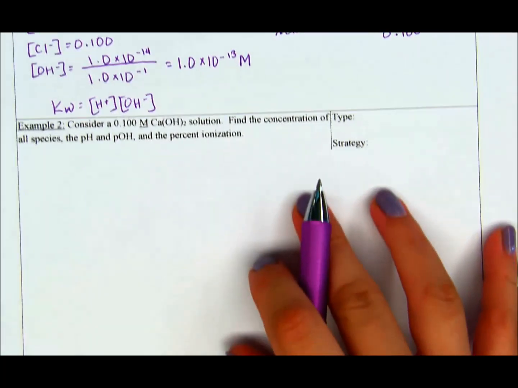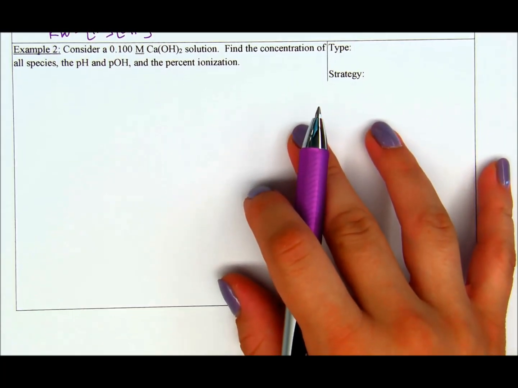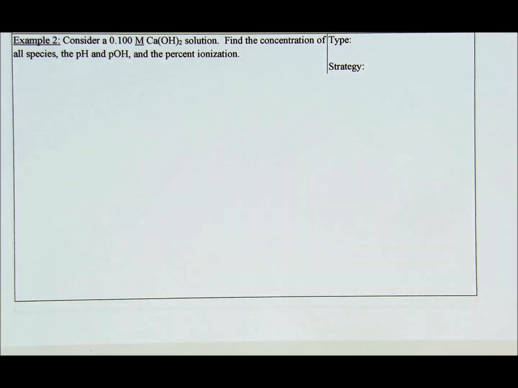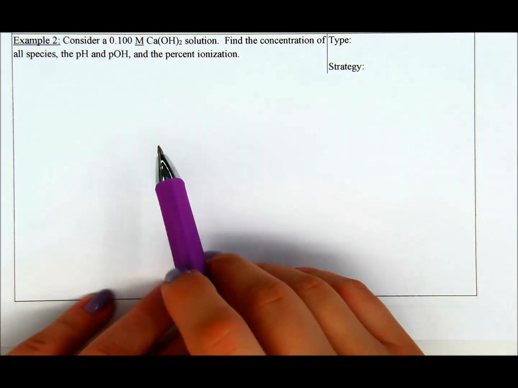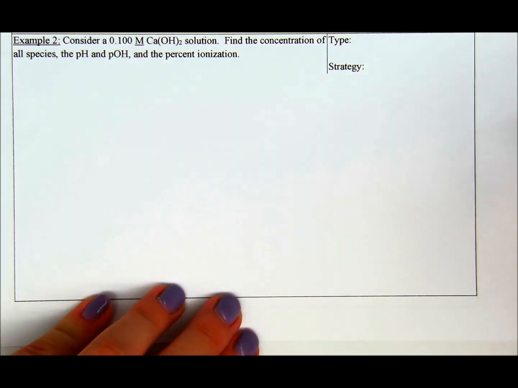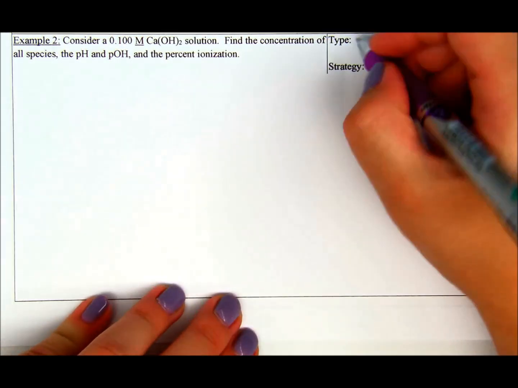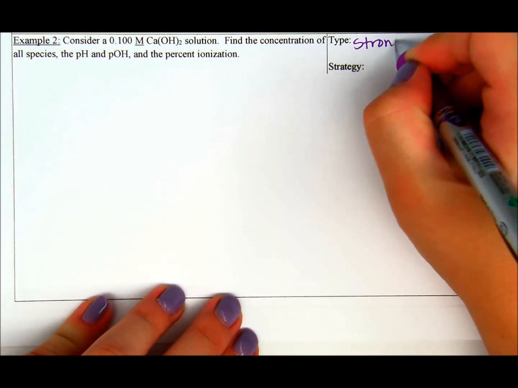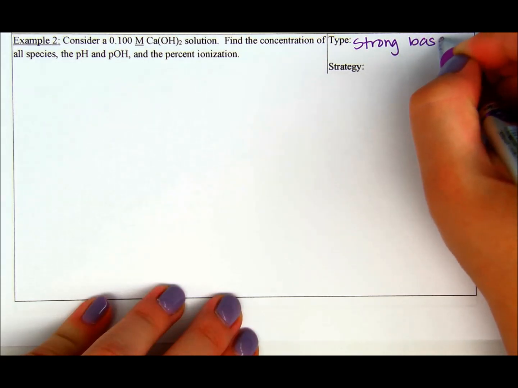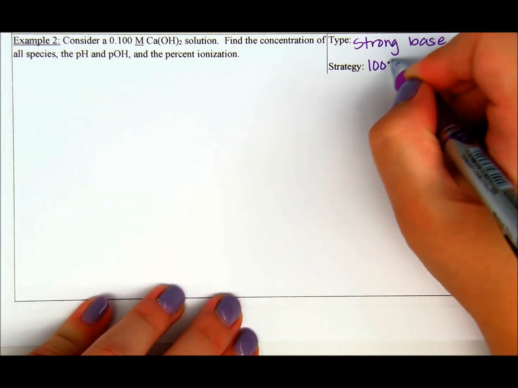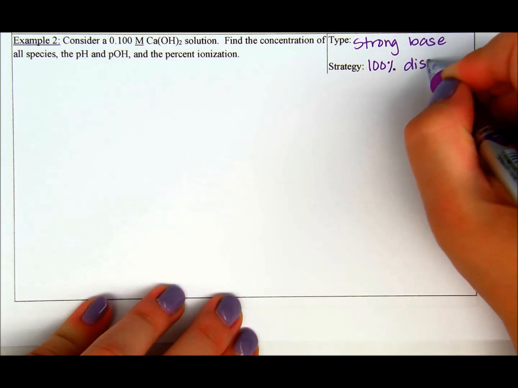Now let's go to the next problem. Consider a 0.100 molar calcium hydroxide solution. So again, we're going to do the same thing. We're going to find the concentration of all the species and the percent ionization. Calcium hydroxide, of course, is a strong base. Strong base. And our strategy is still 100% dissociation.